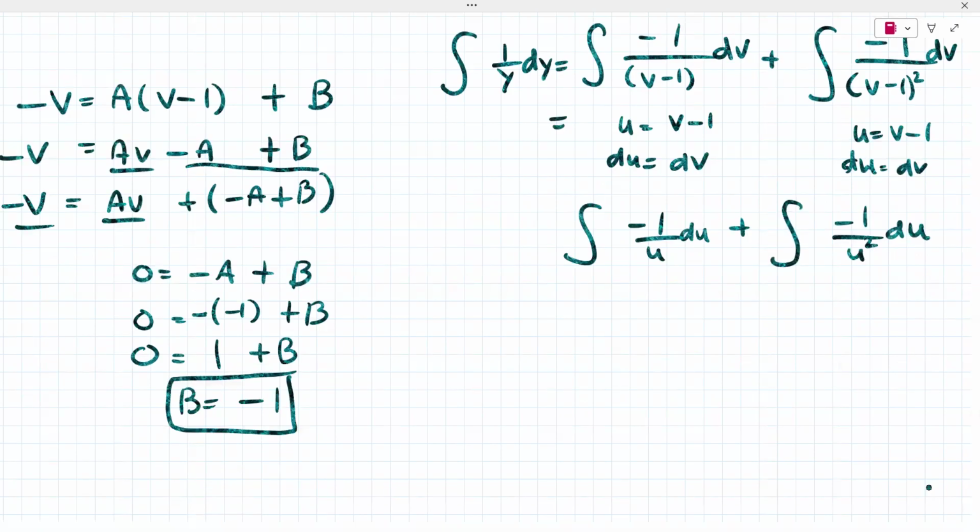Okay, so what's the integration of negative 1 over u du? That is negative ln of absolute value of u. Plus, what is the integration of negative 1 over u squared? It is not ln. Instead, this negative 1 is a constant, so you could put that in front, and then this would be u to the negative 2 du. So if you take the integration of that, it would be positive 1 over u.